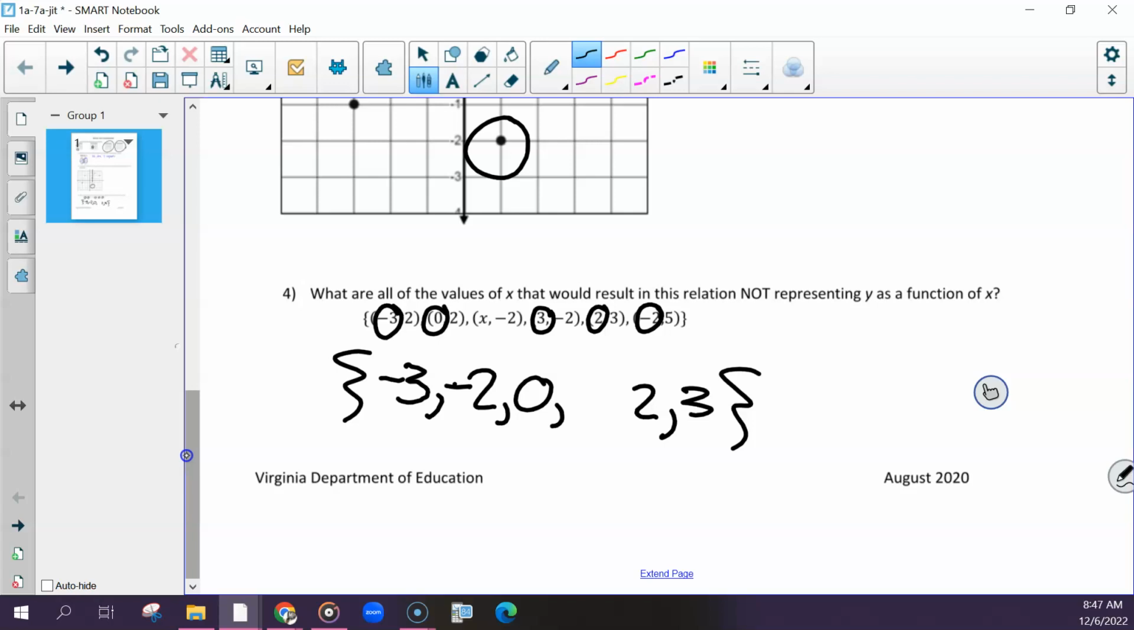So, 1, if you've not done the recognize functions from a graph on Khan Academy, I know there are a couple of you that haven't done that. Make sure you get that done. From what I saw, it takes literally maybe less than a minute if you remember what we talked about.